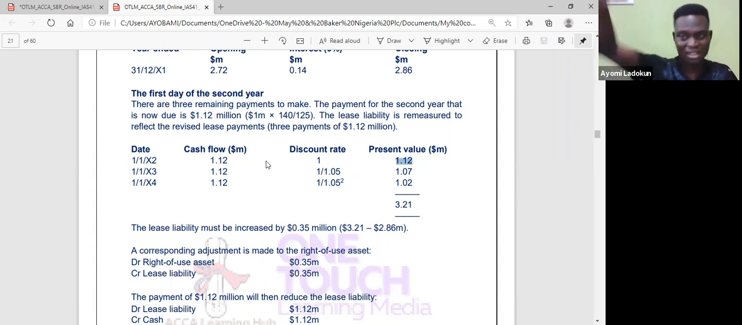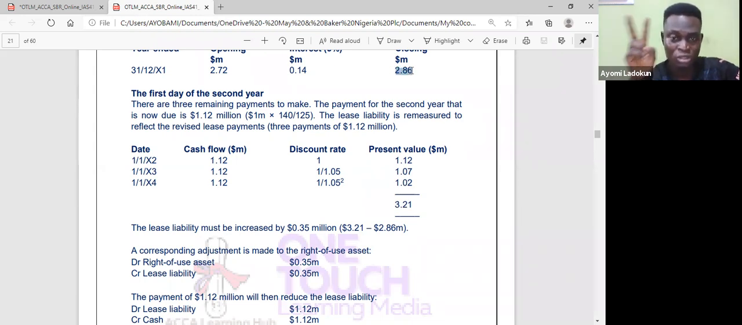But from year 3, I have to discount to present value. So it will be minus 1, okay, from year 3. So that's why you have this figure here. Then you have 1.07, then for year 4, 1.02. So if I add up, this is what we call the reassessment of lease liability. So it has increased to 3.21. Meanwhile, at the end of last year, when I did the assessment, it was 2.86. The difference between the two, that is what I post to right-of-use asset and the lease liability. So that's what you have there.